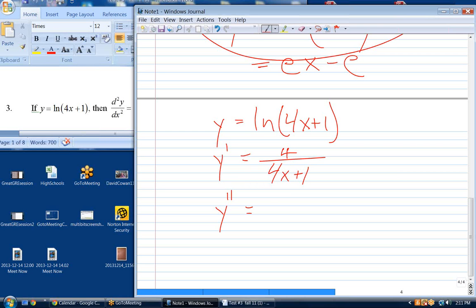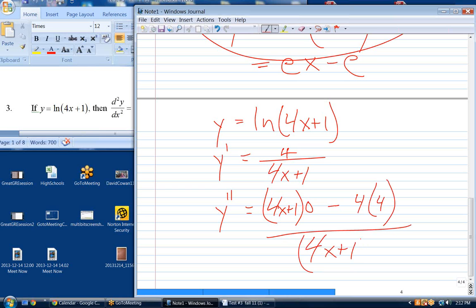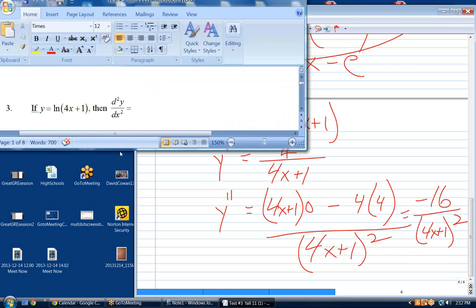Okay. So it's 4x plus 1 times 0 minus 4 times 4 over 4x plus 1 squared. So this is minus 16 over 4x plus 1 squared. Probably the answer they're going to have.